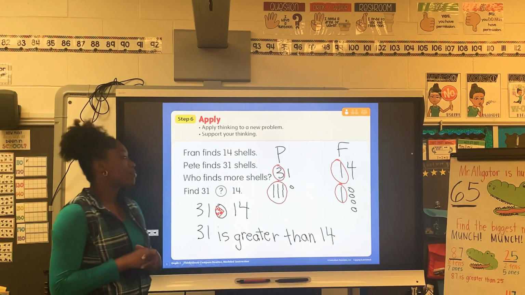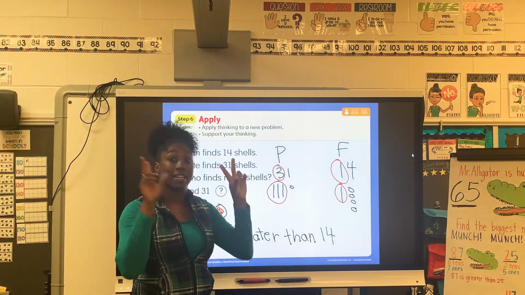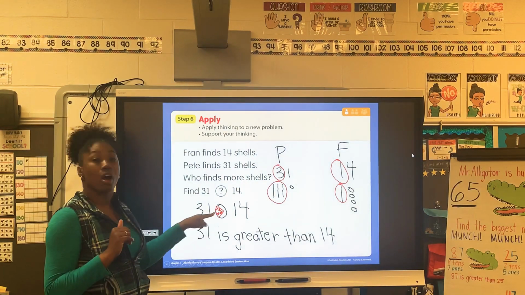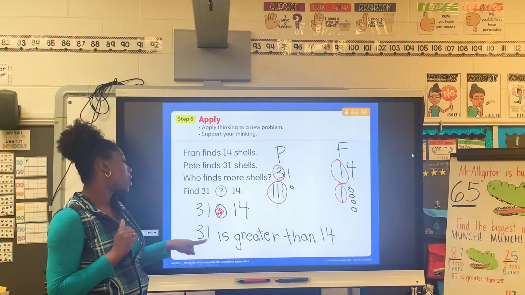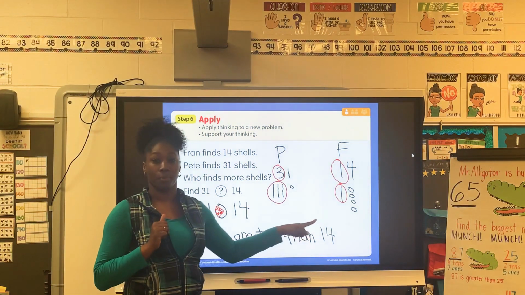Okay, so the steps for this problem is we looked at the problem, we kind of broke it down, and looked at the tens, that's what we were focused on, just the tens place value. And then we drew our symbol, which is the greater than symbol. And we even took it a step further. We wrote 31 is greater than 14.